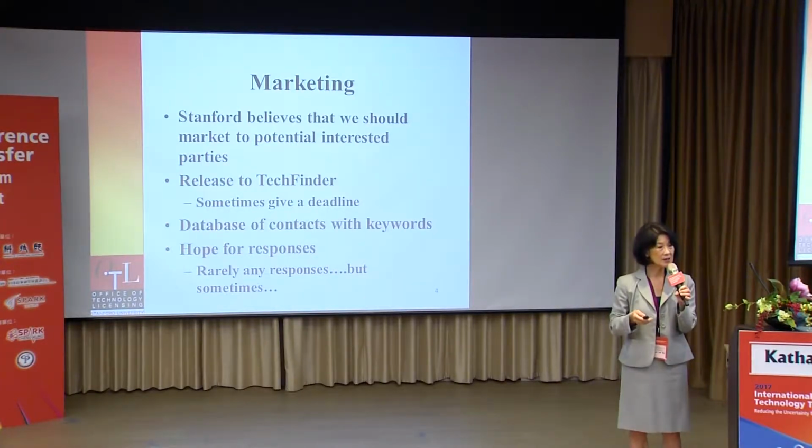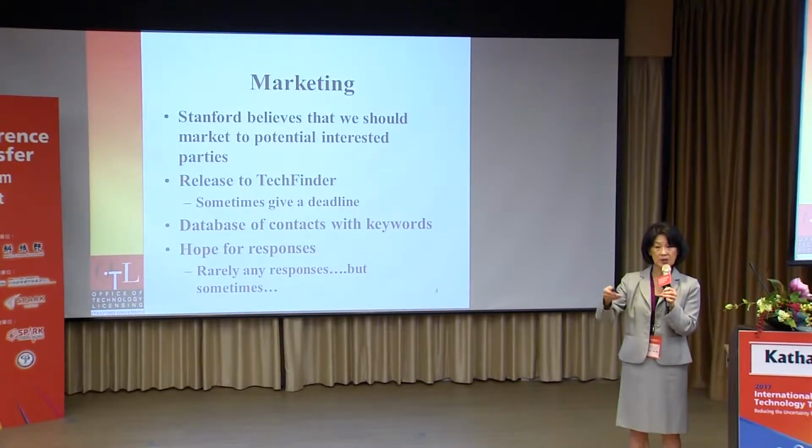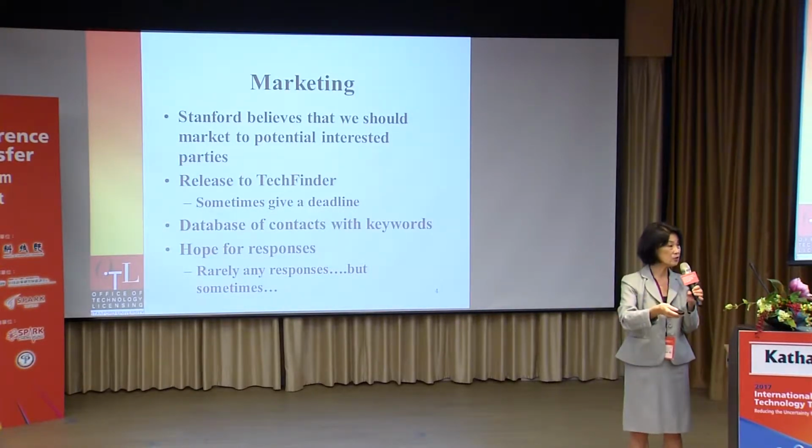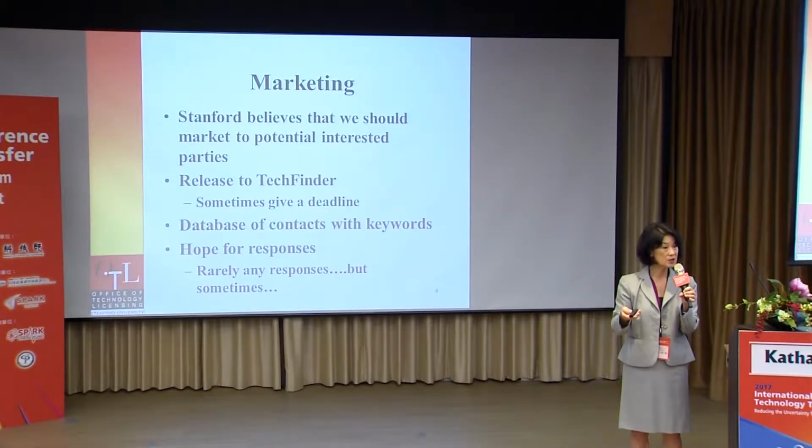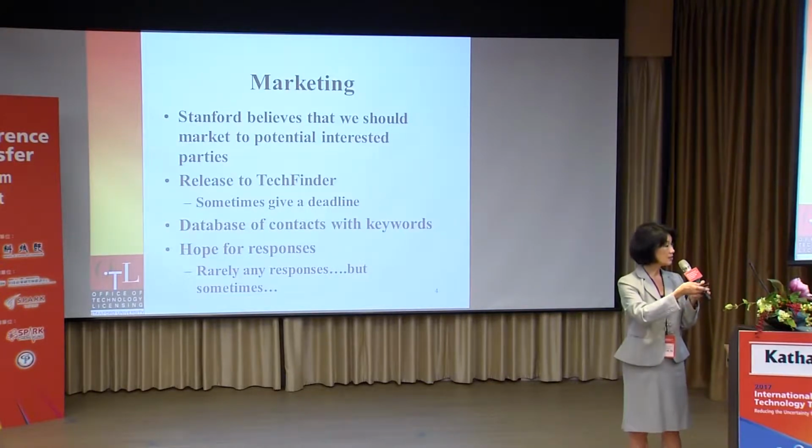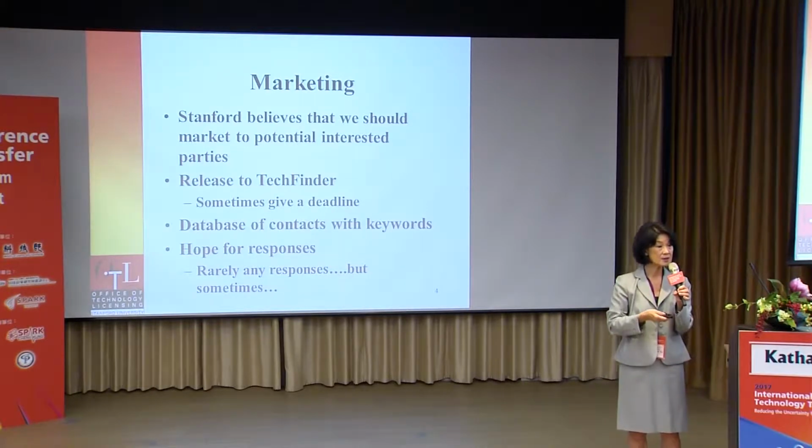We have a database of contacts. It's a huge database with company contacts, with their keywords, so that we know what industries might be interested in certain technologies. Each one of you can go into our Tech Finder and create your own profile and say that you're very interested in high tech, sensors, biomaterials, et cetera, so you can keyword yourself. And when there's a new invention that's available for licensing in your area, you will get a push email for that technology.